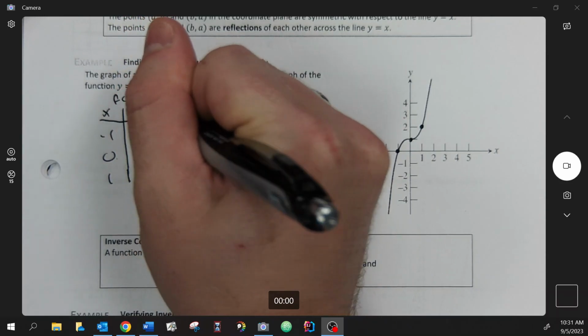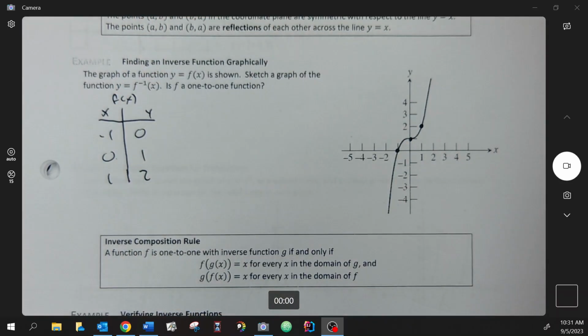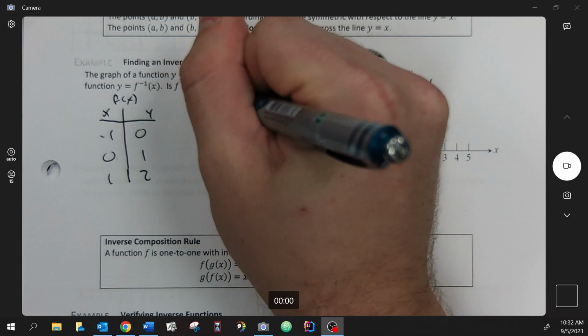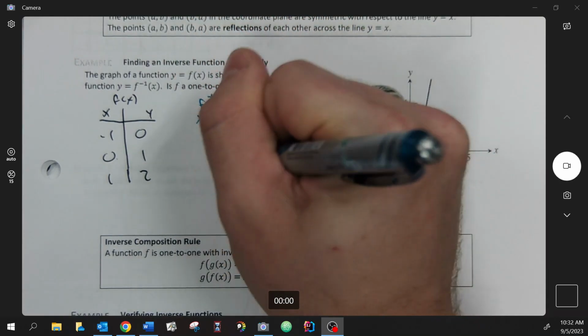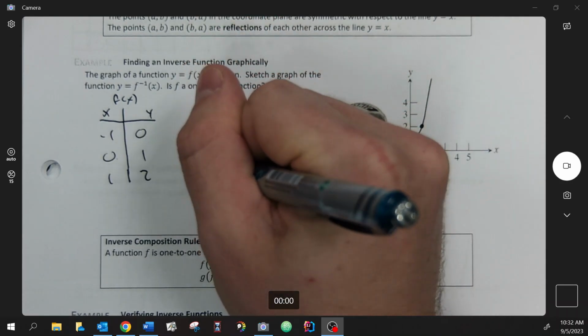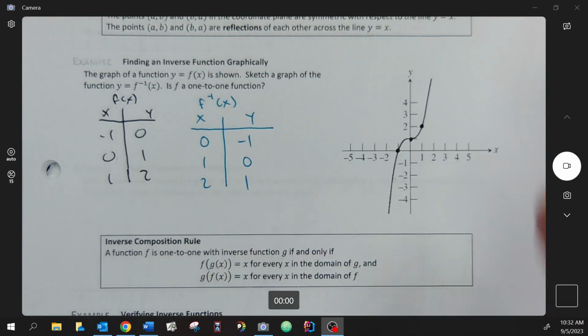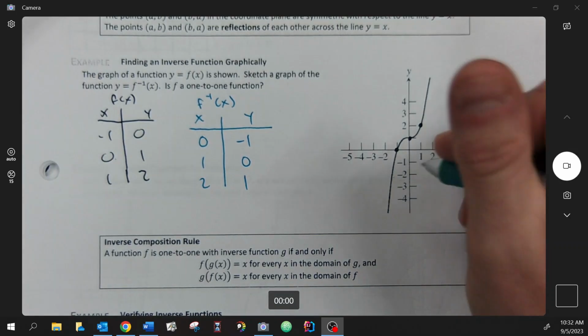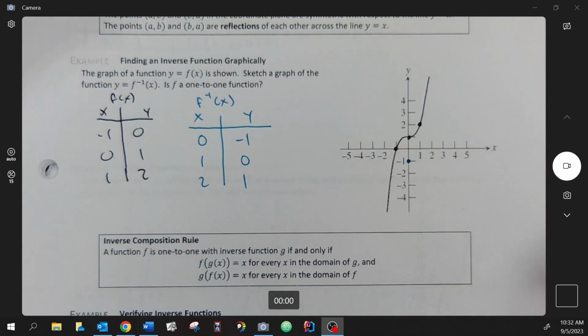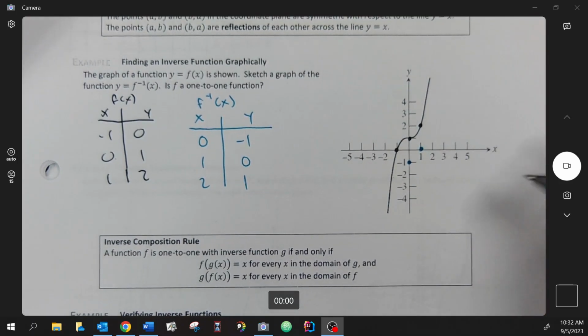This is on the original function f of x. And for the inverse function, we will switch x and y. And then plot those points and connect our dots. 0, -1, 1, 0, 2, 1.